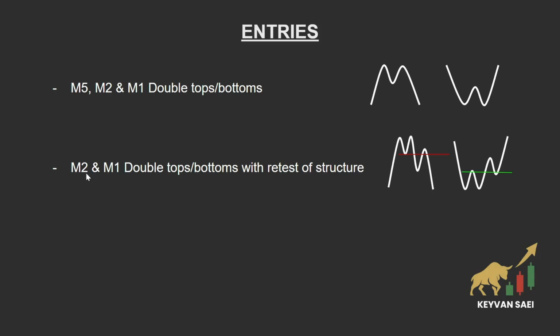But then on lower time frames, such as the M2 and the M1, if you want to be on the safer side, you can first wait for a double top or a double bottom to form and then wait for a retest of the structure. Here you can see we have an M2 or M1 double top at our level of interest. Then price moves to the downside. Let's say you missed this move or you just don't want to risk being in every single M1 or M2 double top, as they fail quite often as well.